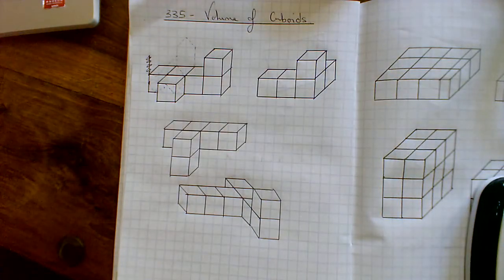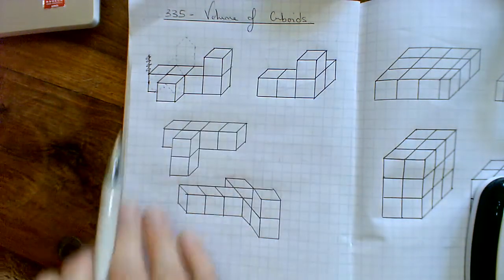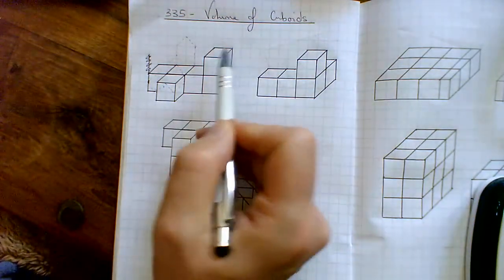Hi, right, here we go for a MyMaths walkthrough, 335, volume of cuboids. The volume is about the amount of space something takes up in 3 dimensions. We can start by just counting the cubes, and then we go on to working out the volume of an actual cuboid with just dimensions. We were told in the MyMaths task that these were 1 centimetre cubes.